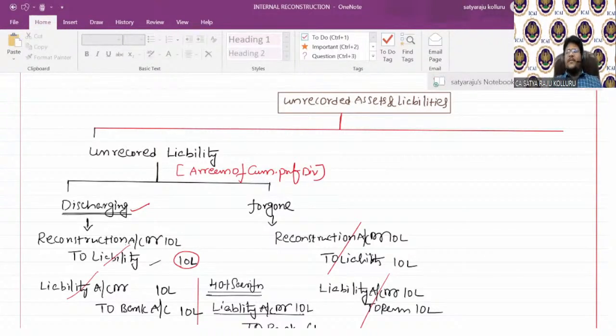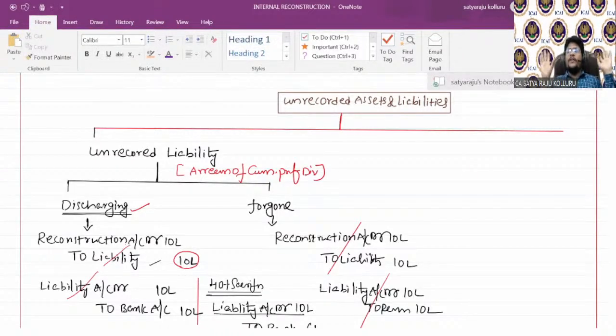Because, sir, if the company has no profits, then no need to pay. Then how can you call it a liability? In general, that is not a liability. But during the process of internal reconstruction, the preference shareholders demand such payment. Then only they agree to the terms and conditions. At that point of time, the company treats it as a liability, but till now we have not recorded it. So that's why we can treat it as an unrecorded liability.